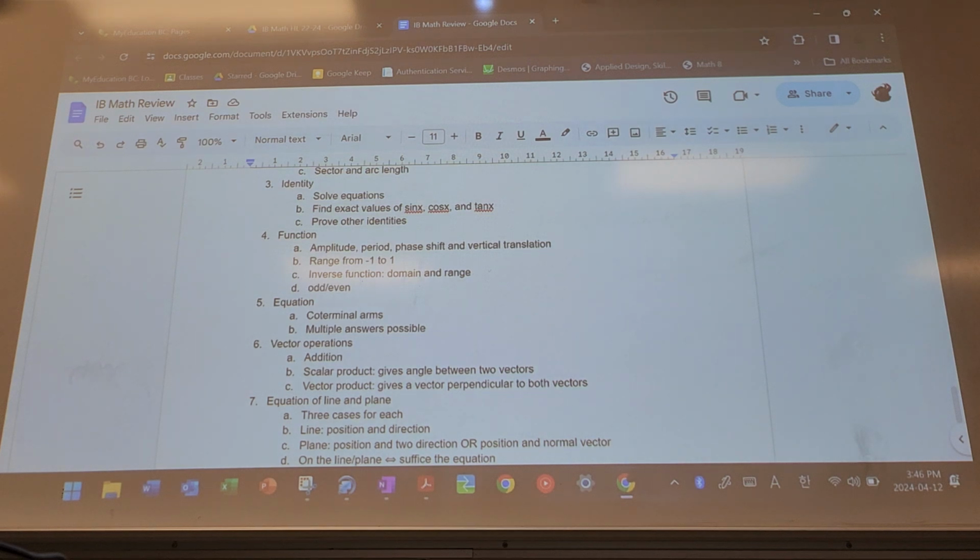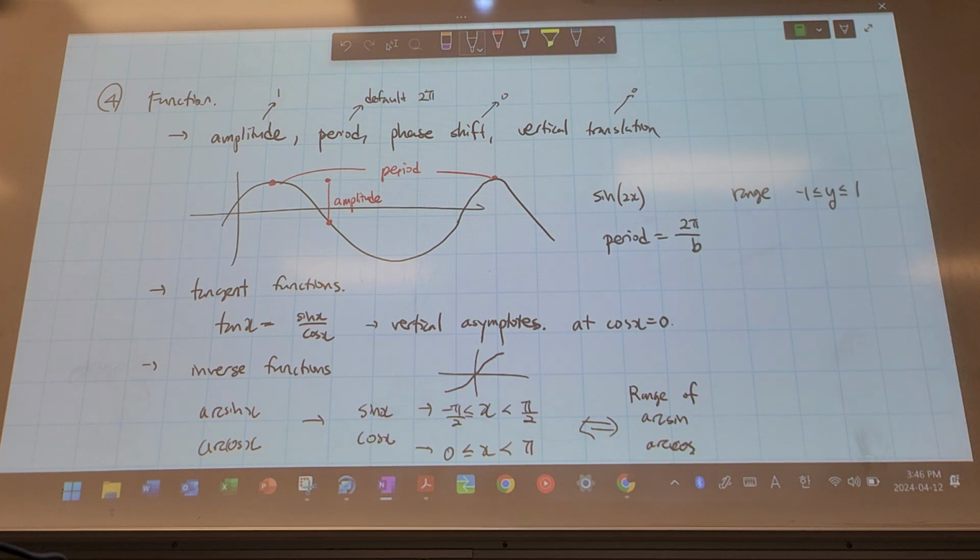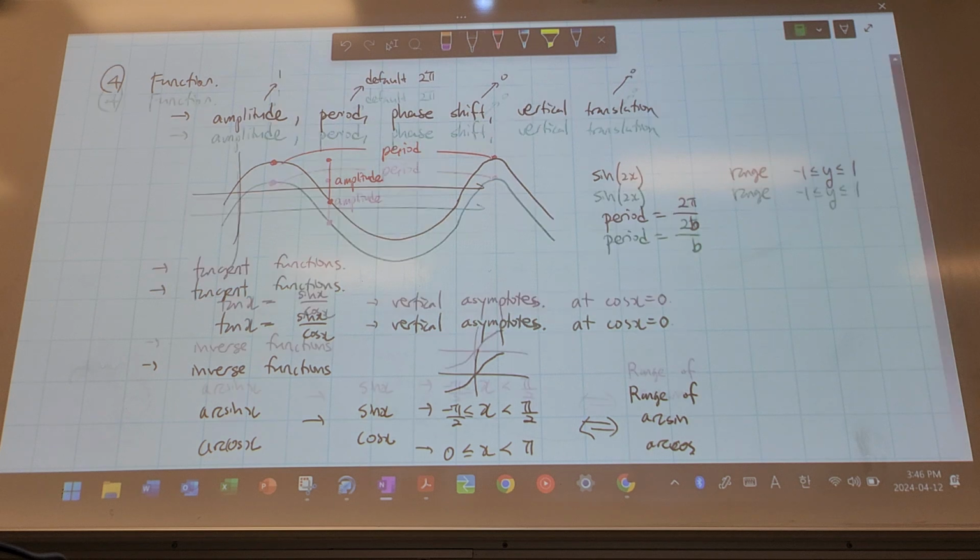Oh yeah, I was going to say that the inverse trig functions have the range from -1 to 1. Quite an important one, because quite often we'll see some trig equations are impossible to solve because of the range problem.